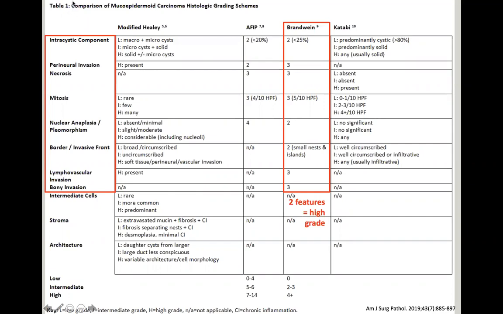You'll note that in the Brandwein system, the presence of any 2 of these features, intracystic component being low, perineural invasion being present, necrosis, high mitoses, nuclear pleomorphism, invasive border, LVI, bony invasion, any 2 of those features renders this patient a high-grade cancer. 0 or 1 feature makes it either low or intermediate grade.